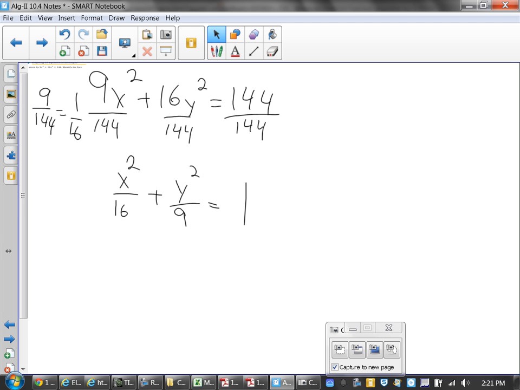But for the most part, you get some pretty decent numbers to work with. Okay? So now here comes a tough question. Which is bigger, 16 or 9?